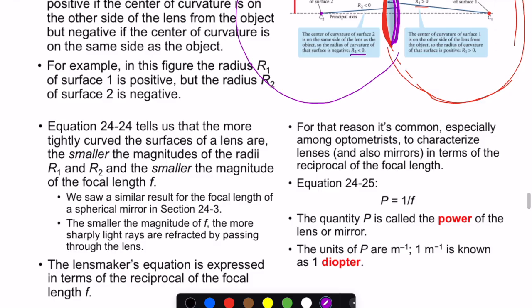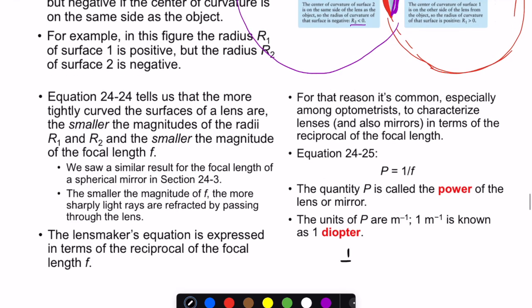So as R changes, let me write the equation again, right? It was 1 over F equals N minus 1 times 1 over R1 minus 1 over R2, right? So as R increases, well then 1 over F is going to decrease, which means F increases, right? Let me write this a little more straightforwardly. If R gets bigger, F gets bigger, right? They're not inverted from each other, they're both in the denominator, so they're going to go up together. They're not going to have an inverse relationship, right? So if R increases, F increases. If R decreases, F decreases. Do we agree with that?